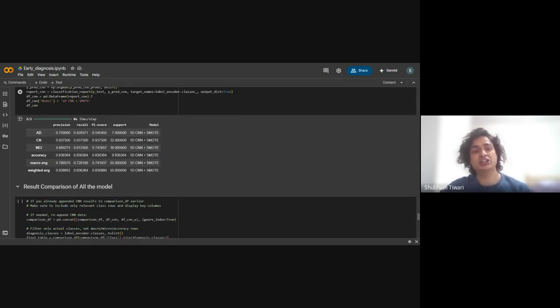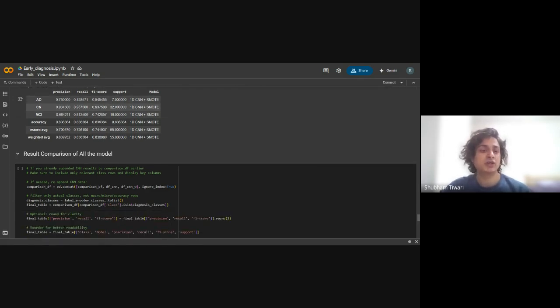And this is our result of the 1D CNN with SMOTE data. You can take a look here. There's not much difference for CN between 1D CNN without SMOTE and 1D CNN with SMOTE. They are the same, 93.75%.